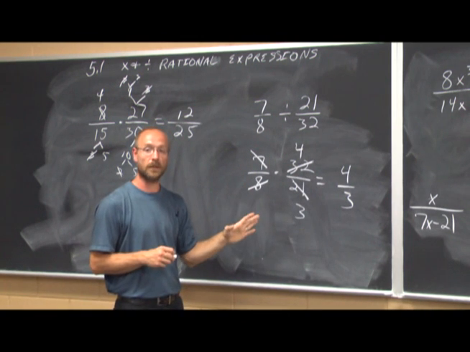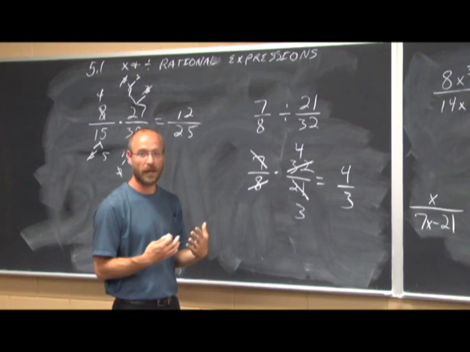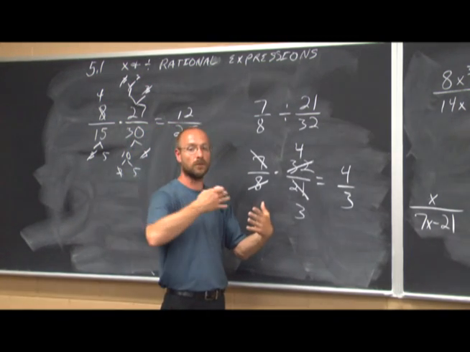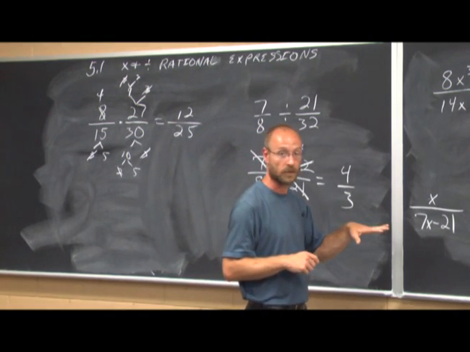So hopefully we remember we're just going to multiply by its reciprocal. That's exactly what we're going to do with rational expressions. We're going to factor them. We're going to cancel when we can. If we have division, we're going to multiply by its reciprocal. So let's take a look at some multiplication examples.